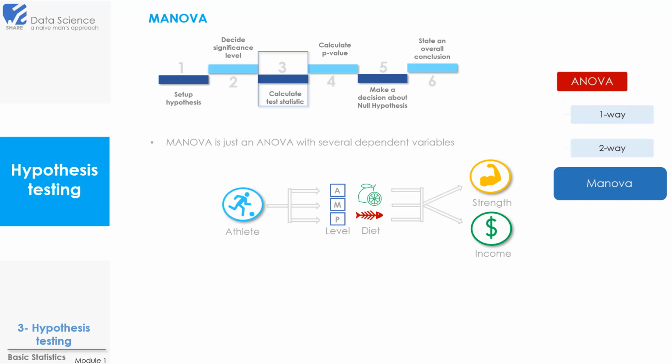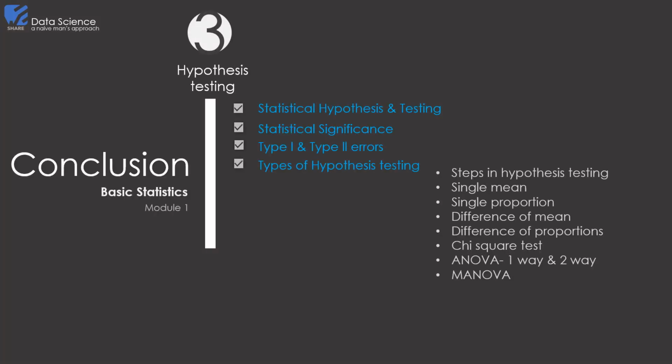Now let's quickly revise what we have covered so far. So in this video, we have learned about the statistical hypothesis and its testing. Then we discussed statistical significance and how it is used in conjunction with p-values to arrive at a conclusion. We also saw one-tailed and two-tailed hypothesis testing with examples. We also discussed type 1 and type 2 errors. And finally, we saw different types of hypothesis testing, where we saw what are the steps involved in a complete procedure of hypothesis testing.